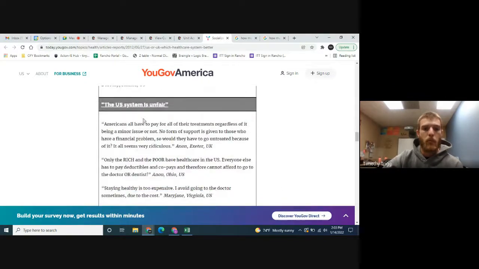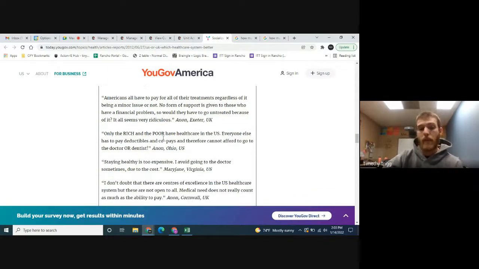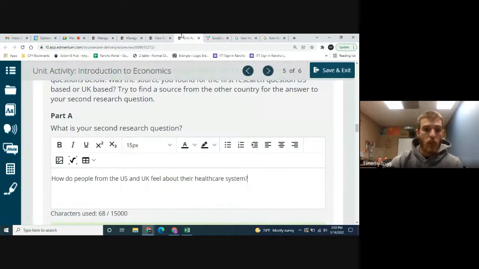What about people who see it as unfair? So these are people whose opinions say the US system is unfair, and you could see their opinions here. For example, this person from Ohio says only the rich and the poor have healthcare in the US. Everyone else has to pay deductibles and co-pays and therefore cannot afford to go to the doctor or dentist. Okay, so that's this person's opinion.